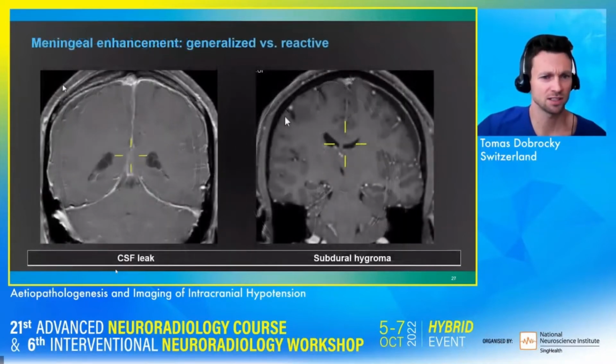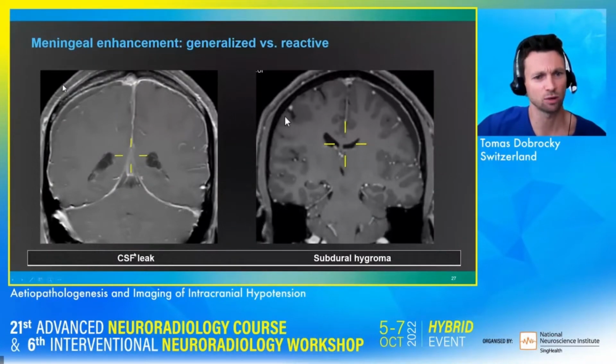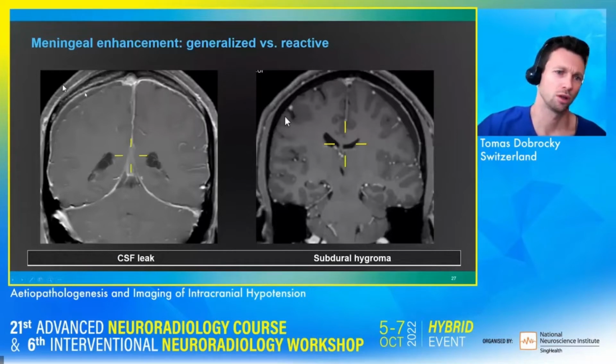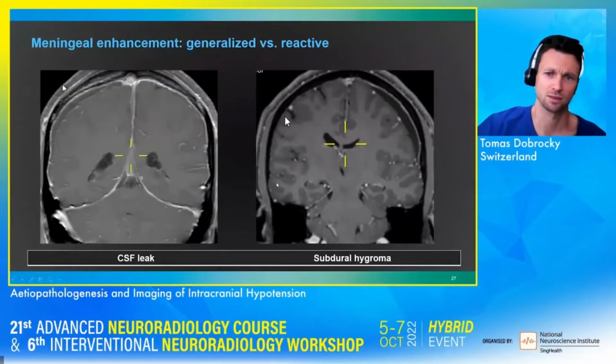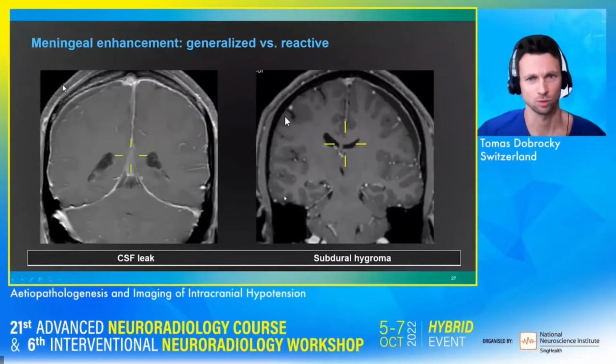There's an important difference. If you see a CSF leak or an SIH patient, you can see that there's a generalized enhancement, not only on the side where there is a small subdural collection, but also on the other side and also on the tentorium. Whereas in a patient with a subdural hygroma, that's not an SIH patient, there is only a reactive enhancement on the side of the collection, but otherwise the meninges are not enhancing. So this is very important to differentiate the generalized and the reactive enhancement.